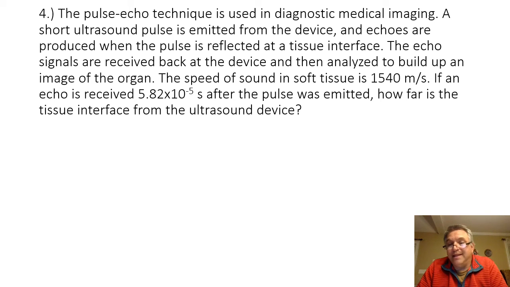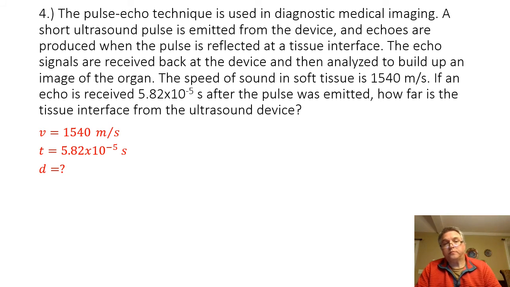So we are given the speed of the sound wave, which is 1,540 meters per second, and the total time it takes for the sound wave to be emitted by the ultrasound device, reflect off the tissue, and return to the ultrasound device is 5.82 times 10 to the minus fifth seconds. And we are being asked to find the distance from the ultrasound device to the tissue.